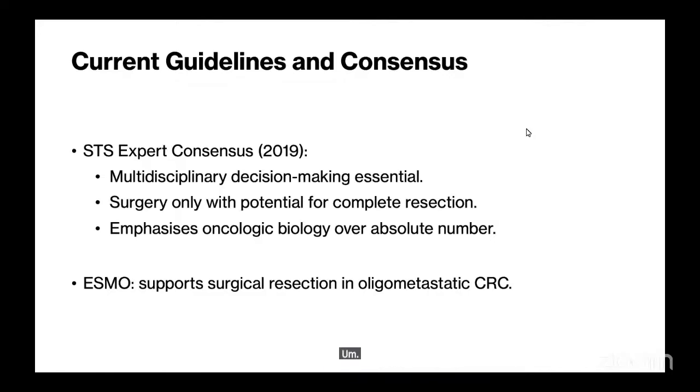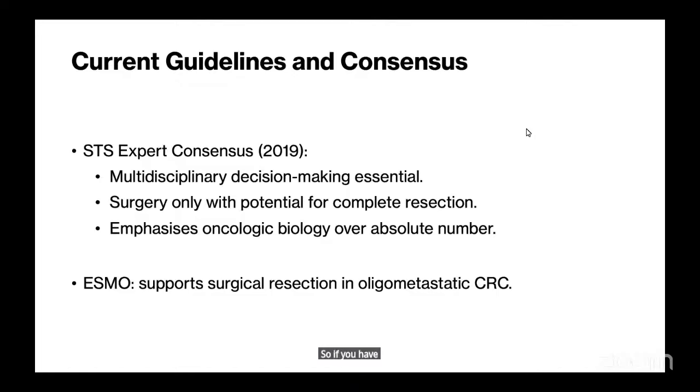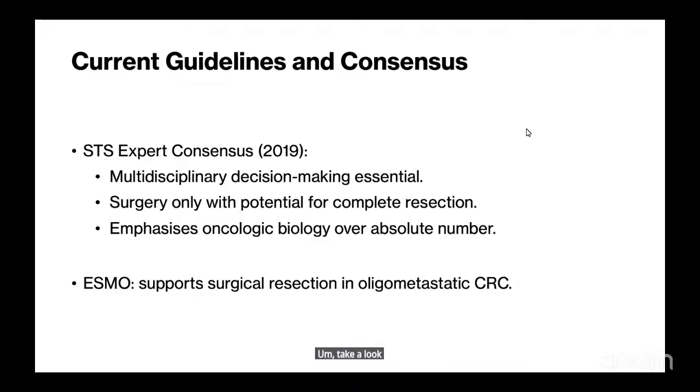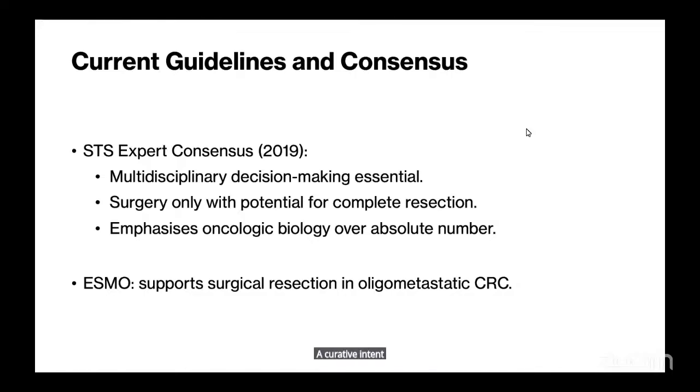You want to think of surgery. They also recommended surgery only with potential for complete resection. So if you have 5 lesions and you can only realistically, with the best anatomy, resect 3, that's a patient you should probably put a pause on. Take a look at the other options in terms of maybe radiation or systemic therapy, because the goal of pulmonary metastasectomy should be either curative intent or maintaining as long a disease-free interval as possible.